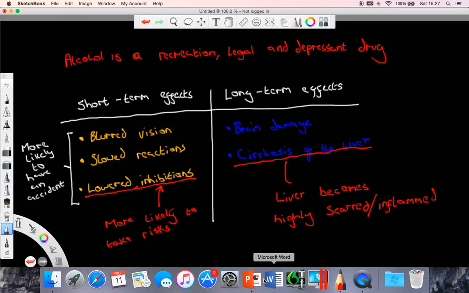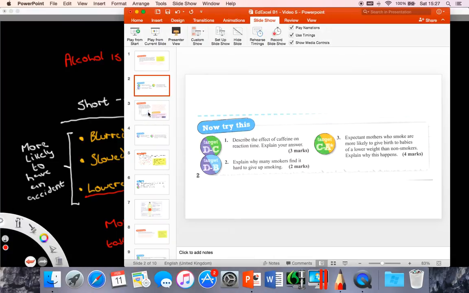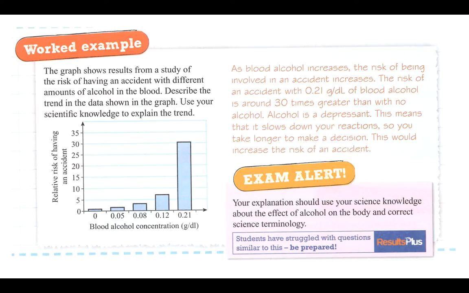Now, if we take a look at the sort of question you can be asked in your exam, it says: The graph shows results from a study of the risk of having an accident with different amounts of alcohol in the blood. Describe the trend in the data shown in the graph. Use your scientific knowledge to explain the trend.